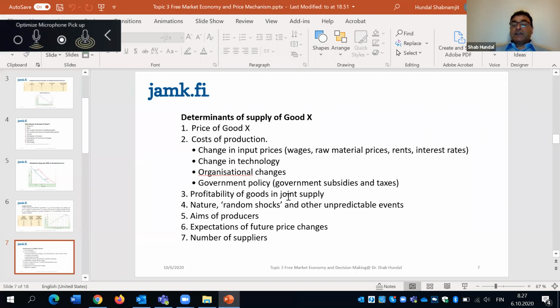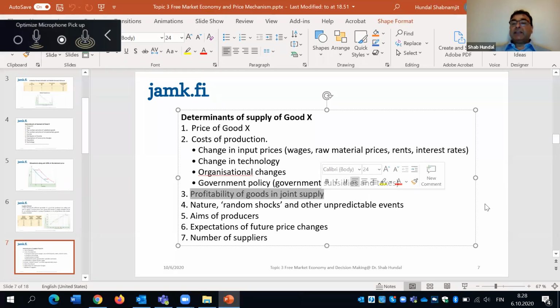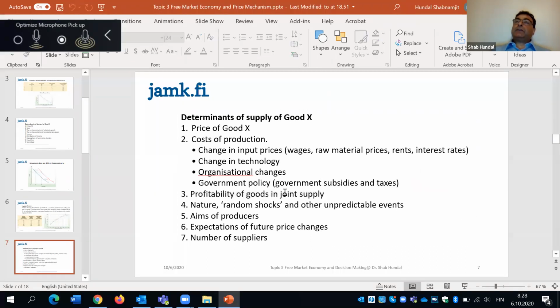this works as an incentive to the farmer to grow more sugarcane, even though the price of sugar doesn't rise much, because he knows that the waste of the sugarcane can be sold to the distillery or to the brewery where they are making the alcohol. So it also depends on the profitability of the goods in joint supply. There are many crops, many products you can see, especially in the agriculture sector, where the product is one, but its uses are multiple. So people use this thing for different purposes, and that also has an impact.